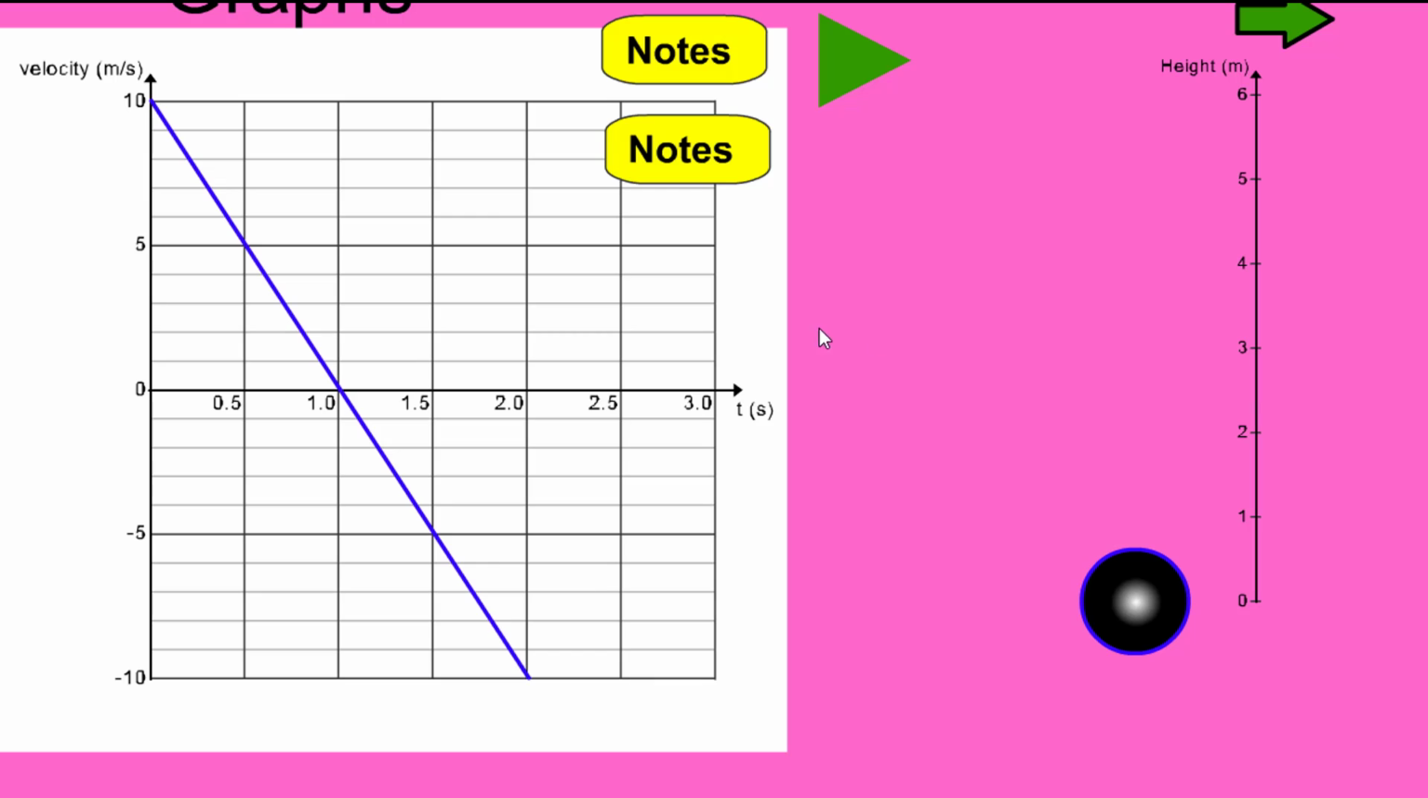This is a very famous graph. I'll show it again. The ball is launched from the ground with a velocity of 10 meters per second. It reaches at 1 second its maximum height of 5 meters. And after 1 second, it goes back down to the ground again, where its final displacement is going to be 0. The velocity time graph of a ball thrown or launched into the air.